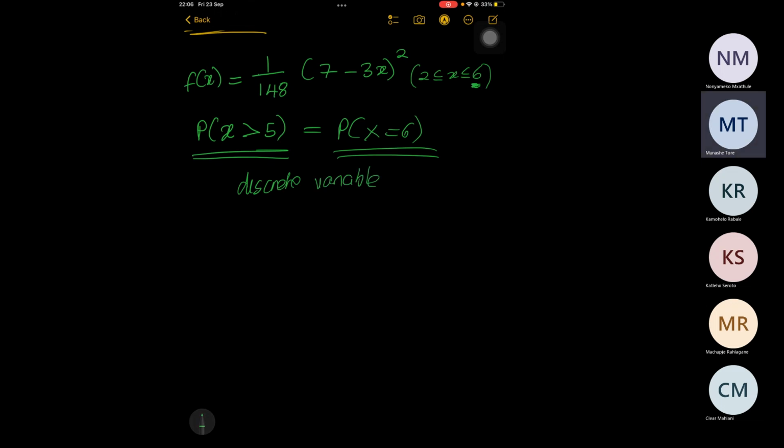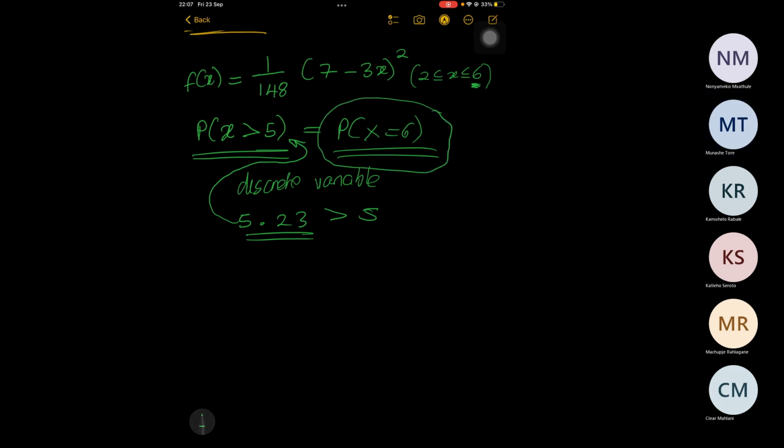Because for continuous, isn't it? They are saying probability that x is greater than 5. If you say probability like this is literally probability of x equals 6, it doesn't make sense, because since we are dealing with continuous variables, a value can take the value 5.23. 5.23 is also greater than 5, isn't it? But it won't be accounted for if you just substitute x equals 6.